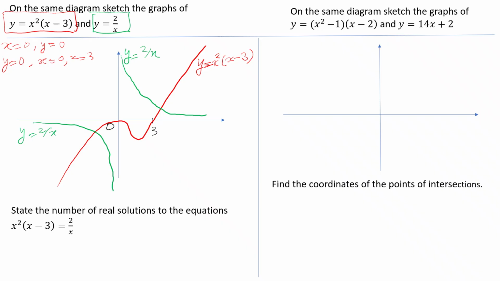The next part, state the number of real roots, real solutions to the equation. So this means how many points these two graphs intersect. So here we have 2 intersection points. So the answer is 2.